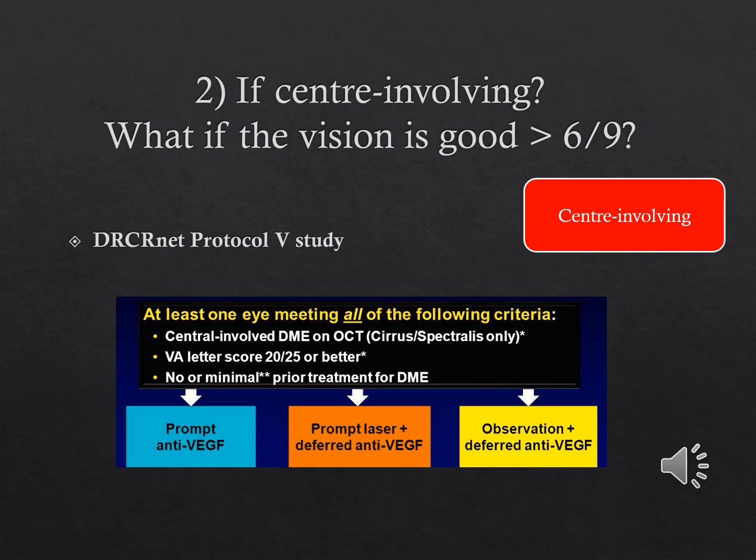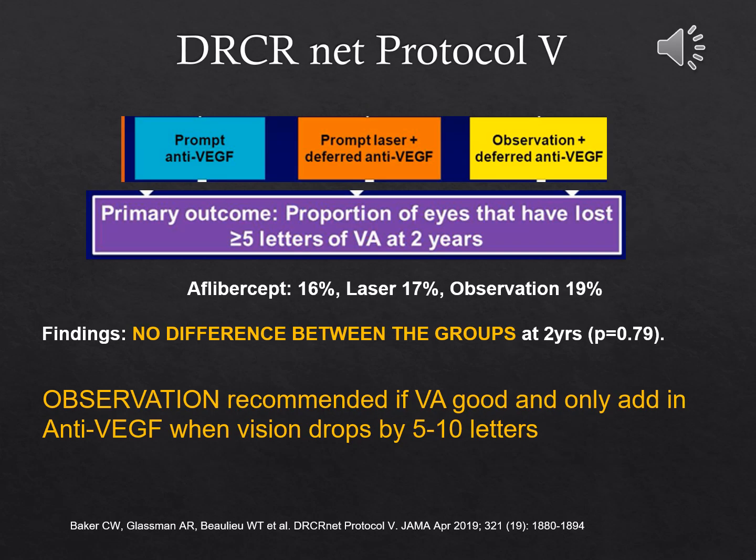This study compared 3 groups: a group with anti-VEGF treatment, a group with laser treatment, and an observation group. All patients had to have a vision of 20/25 or better and no or minimal prior treatment for their maculopathy. And the results were looked at over 2 years. The primary outcome of the study was the proportion of eyes that lost more than 5 letters of vision after 2 years.